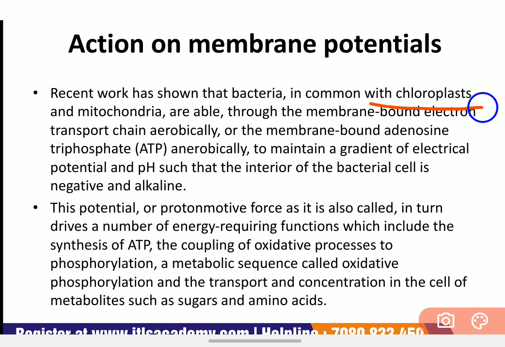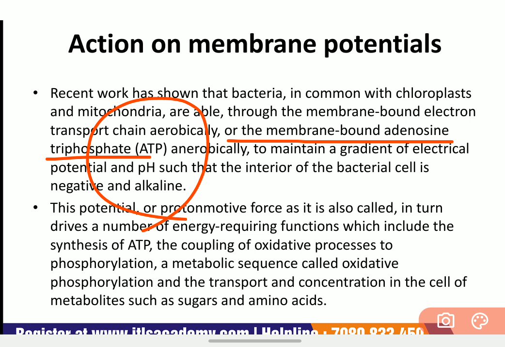So chloroplasts and mitochondria are able to operate the membrane-bound electron transport chain aerobically. As we know, the electron transport chain is carried out in mitochondria, or the membrane-bound adenosine triphosphatase anaerobically. Mitochondria is the powerhouse of the cell and is responsible for generation of ATP.